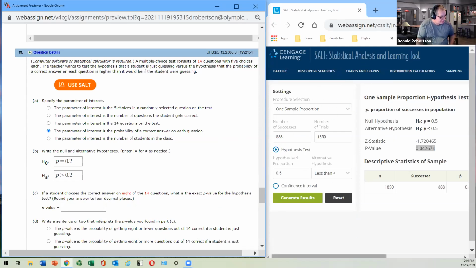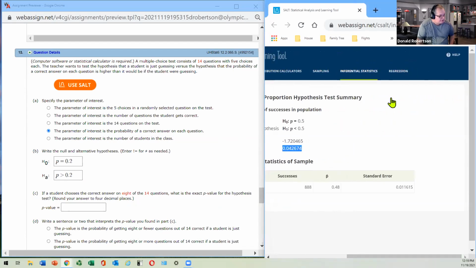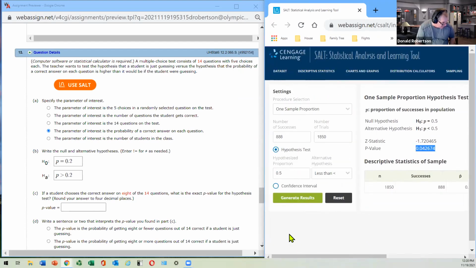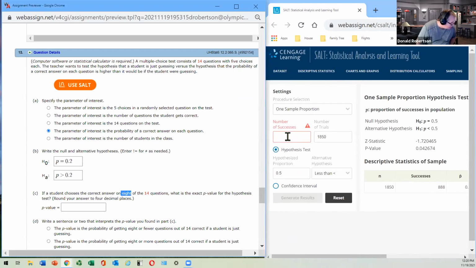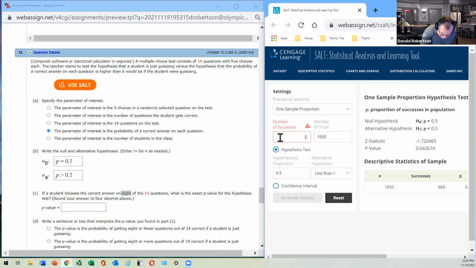the right-hand side. So let's show you where you get this. If you want to do hypothesis tests in SALT, hit the inferential statistics button, go over here, make sure it's one sample, and then in here, you're going to put the data. Now, what is the data? He got 8 out of 14 correct. So 8 out of 14. That's essentially your p-hat, right?